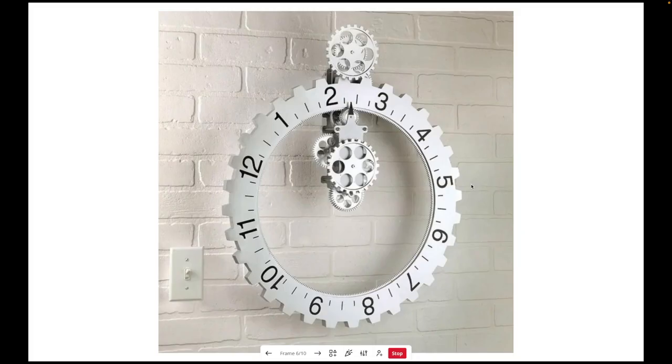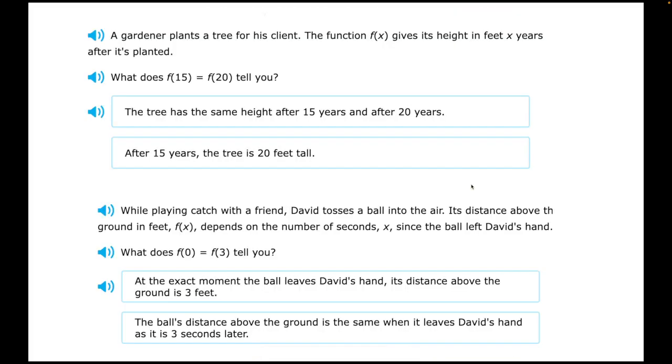All right, it's time to practice. Go ahead and pause the video and try these 2 problems on your own. And when you're ready, you can unpause and we'll check your answers.